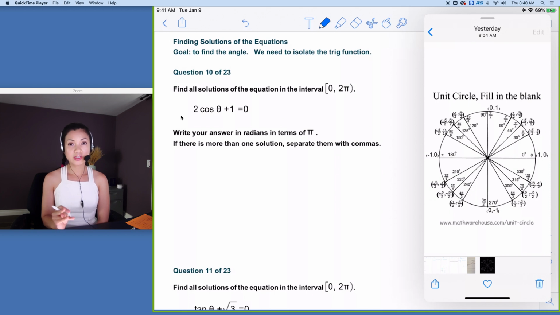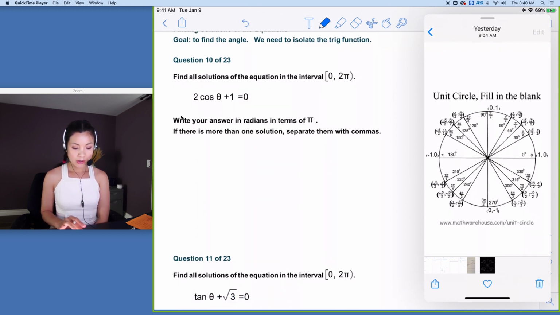Now we're going to try to find a solution for the trig equations. The goal here is to find the angles, and we need to isolate the trig functions. So you see number 10 right there. We have to find all the solutions of the equation in that particular interval, 0 to 2 pi. So we are looking for theta.